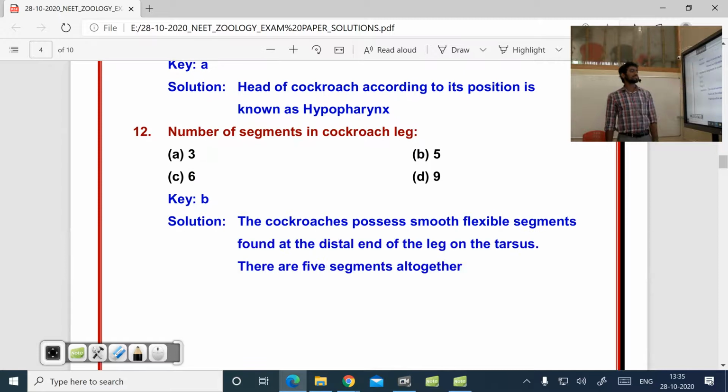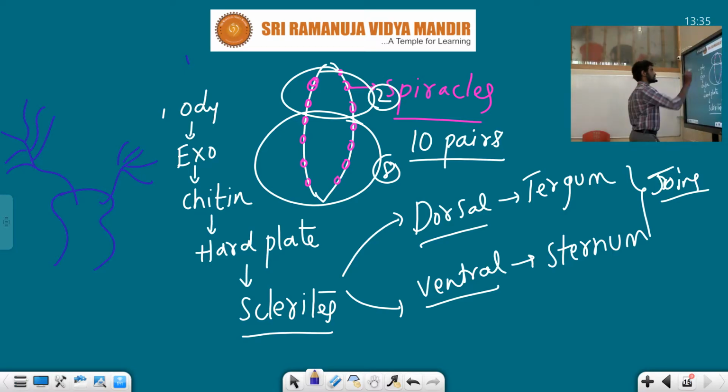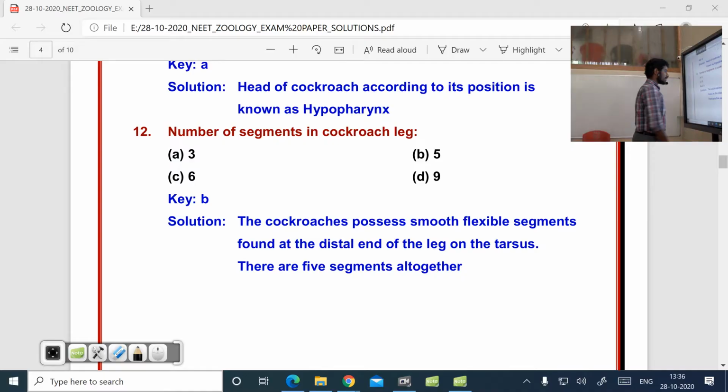Number of segments in the cockroach leg. This is also a direct question, students. That is 5 only. Let us see: first is the swollen part called the coxa, then 2 and 3, 4 and 5. No, this is actually 5 segments: 1, 2, 3, 4, 5. Right, students? 5 segments are present here. The next one is C. So the 12th answer would be B.